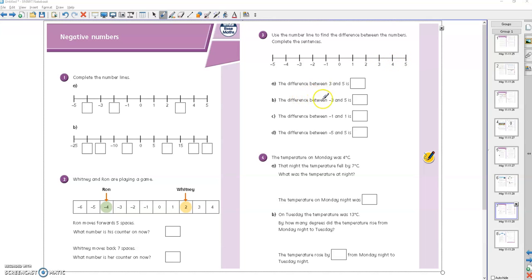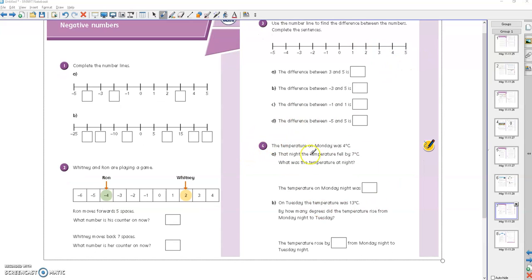Then it's asking for the difference between -3 and 5. So you're starting here and counting up the steps to go to 5. Here you've got the difference between -1 and 1. So those two. And then -5 and 5. So all the way from there to there.